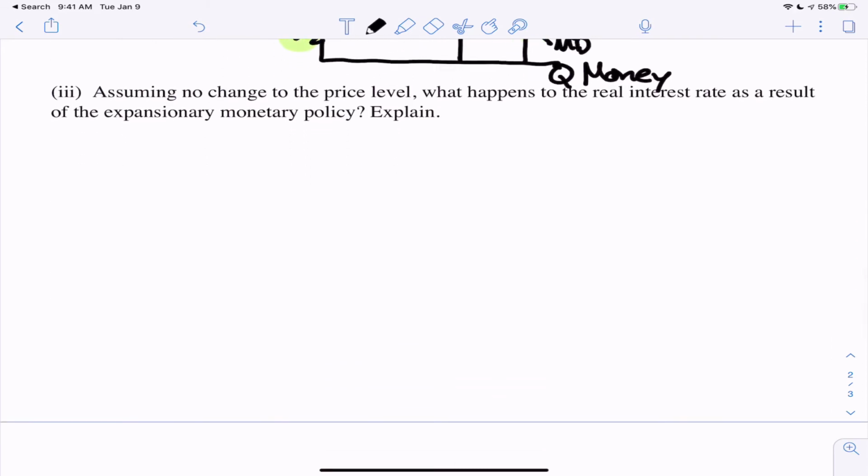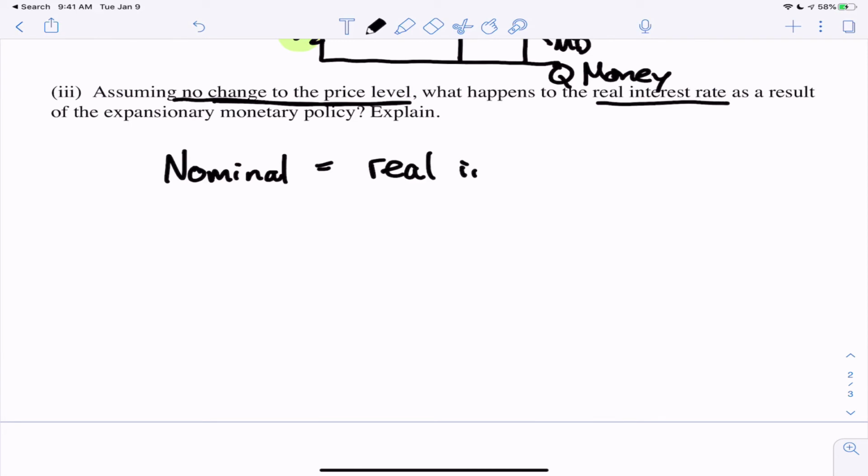All right, now assume that there's no change to the price level. This is a critical assumption here, no change to the price level. What happens to the real interest rate as a result of the expansionary monetary policy? Well, we have to recall the Fisher equation that basically says that the nominal interest rate is equal to the real interest rate plus inflation.